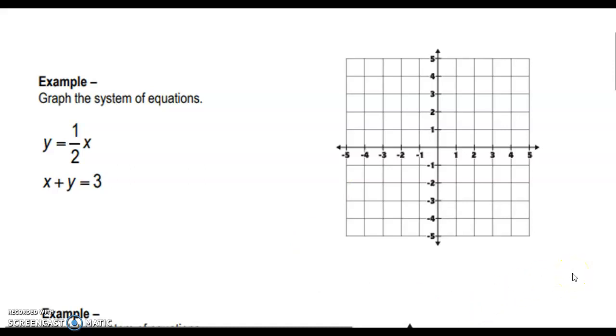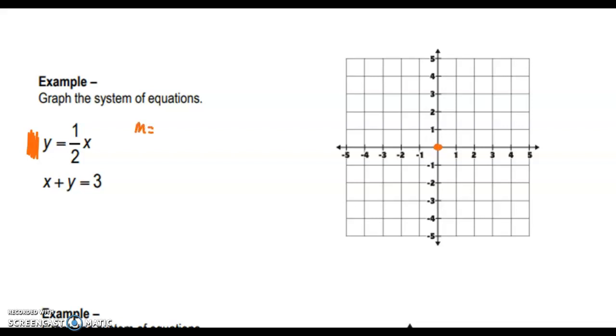I'm going to go ahead and graph everything in two colors. So I'm just going to make this one orange. We're going to graph the equation y equals 1/2 x. There's nothing out here, so it's like having a plus 0. That means the y-intercept is at 0, so go ahead and put your point here.